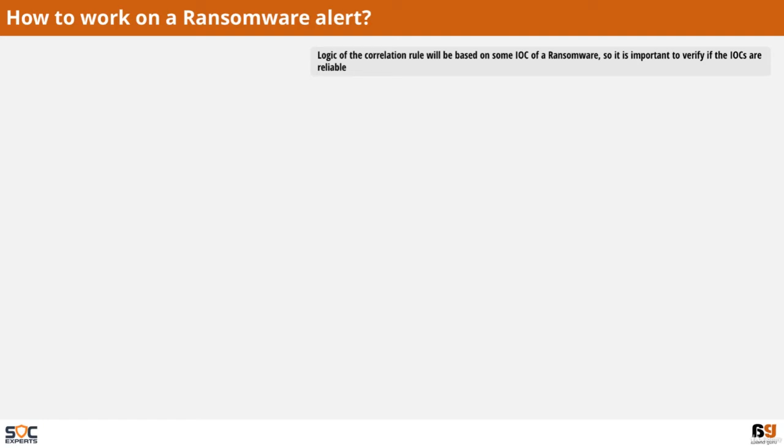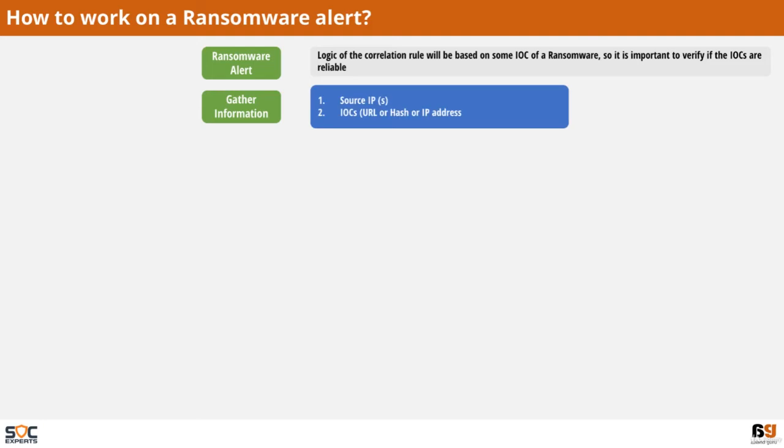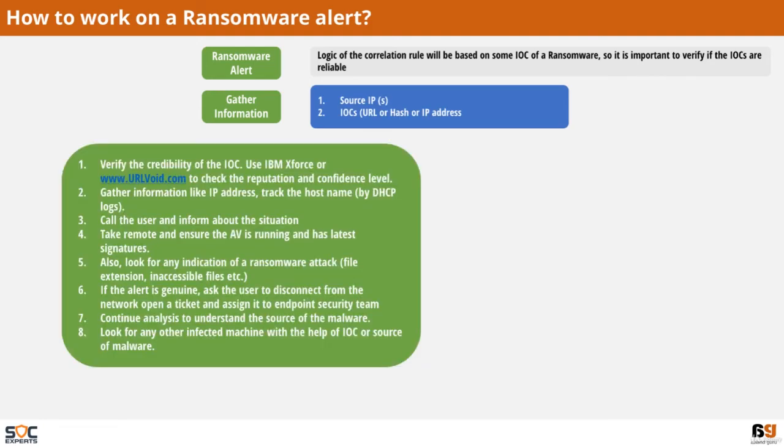How to work on a ransomware alert. So when an alert is triggered, typically the logic of the correlation rule will be based on the IOC of a ransomware. So we need to gather the information like source IP addresses and IOCs, verify the credibility of the IOC using IBM X-Force or URLVoid to check the reputation and confidence level.